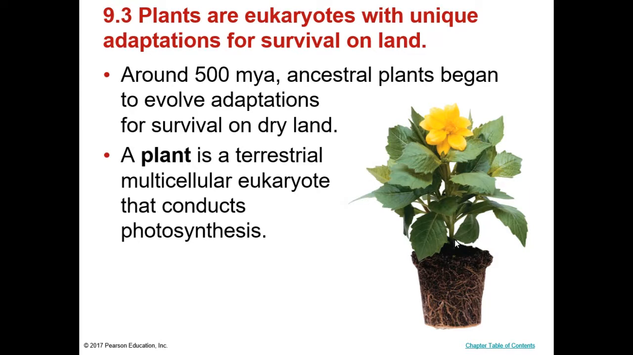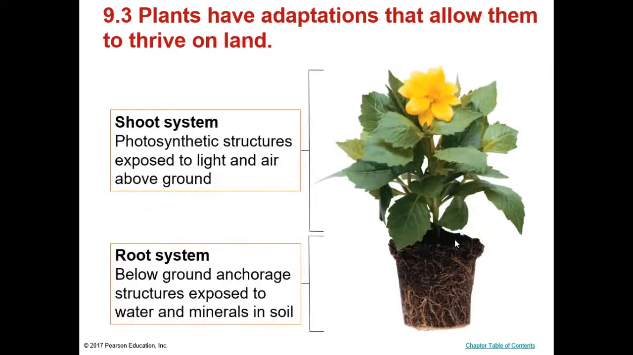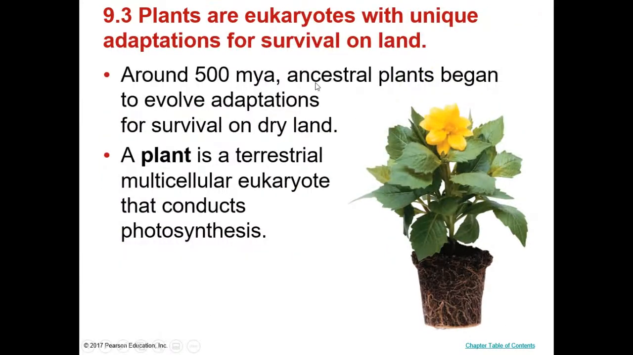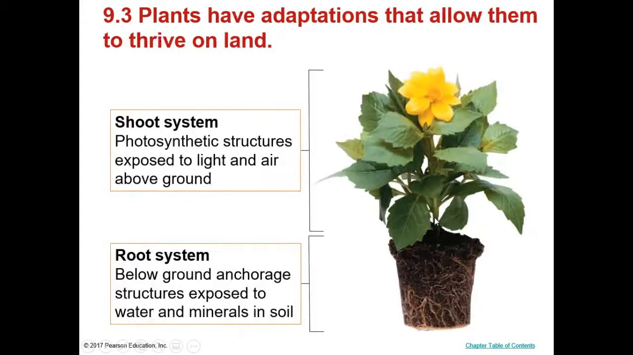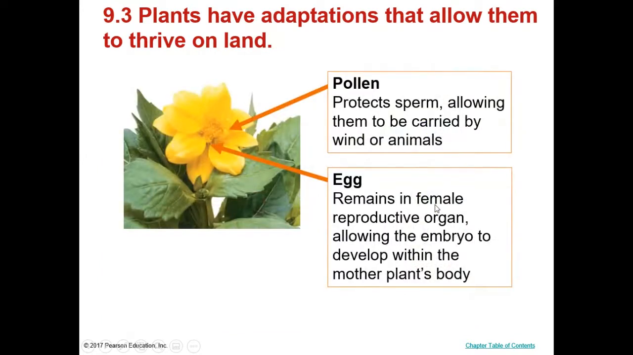Plants have been around for about 500 million years. That's a long time, so that's how successful plants have been. I'll get into a few more details on their evolution in a little bit, but essentially they have two main systems. They have a root system, which is everything beneath the soil, and then everything above the soil is called the shoot system.